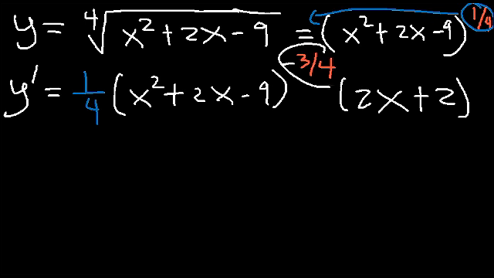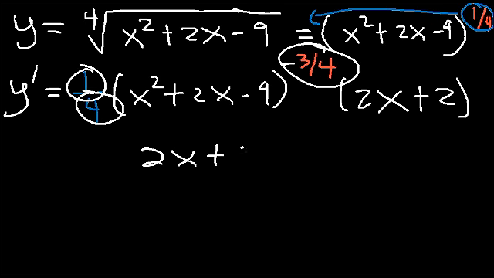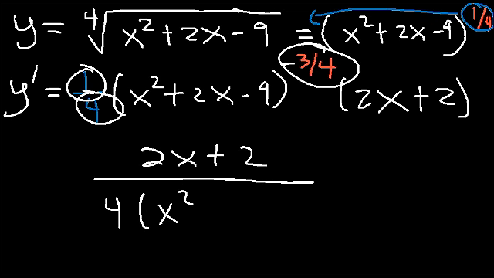Now we do have a negative exponent, so we can move this term to the bottom. The 4 is on the bottom, the 1 is on top. So we can write 1 times 2x plus 2, which is simply 2x plus 2. On the bottom we have a 4, and we have x squared plus 2x minus 9 raised to the positive 3/4. The negative exponent becomes positive when you move it to the bottom.